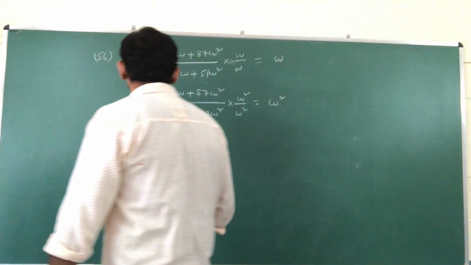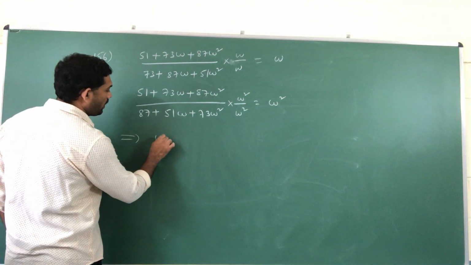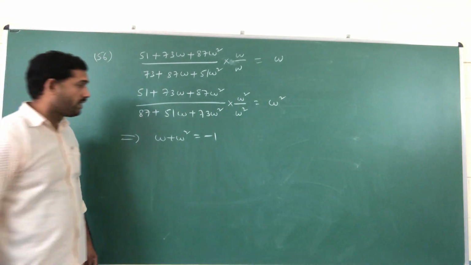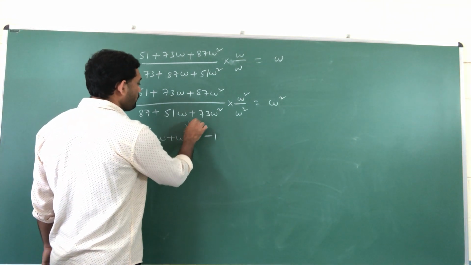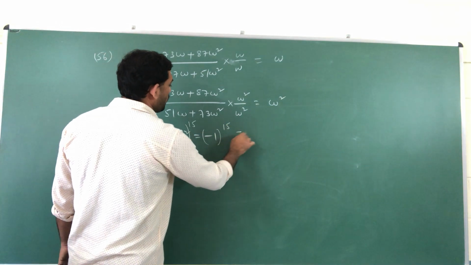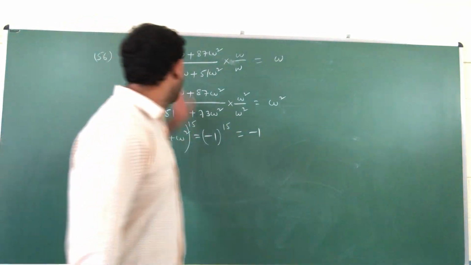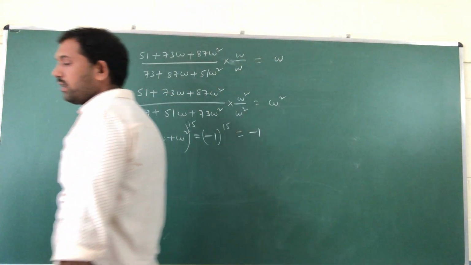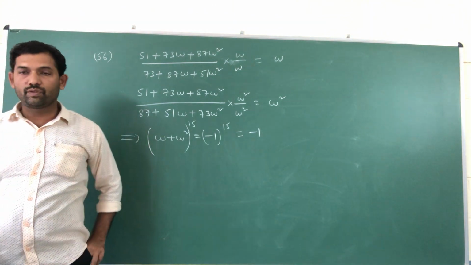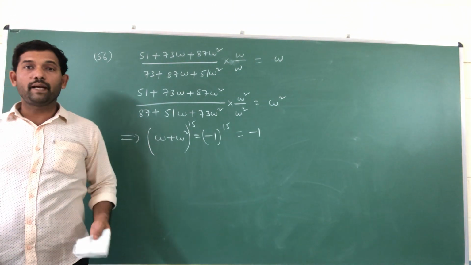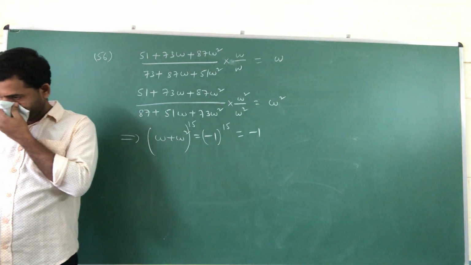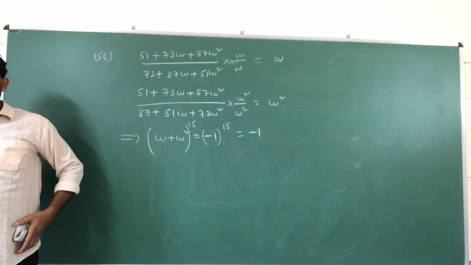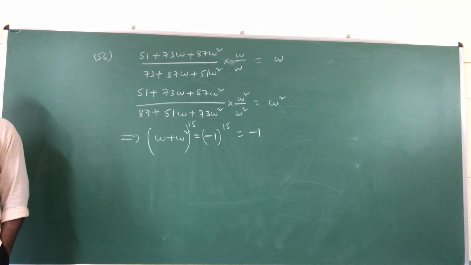So both are added: ω + ω² equals minus 1. The whole ratio has the power 15. It is an odd number, so the answer is minus 1. First one is ω, second one is ω², and ω + ω² equals minus 1. So finally we are getting minus 1 as the answer. Note down fast. Next, 57.